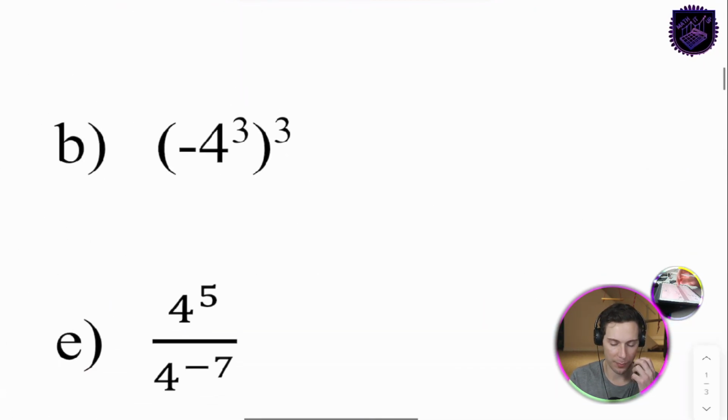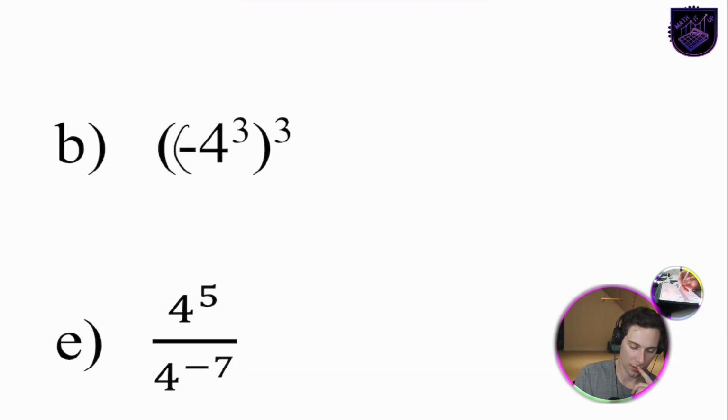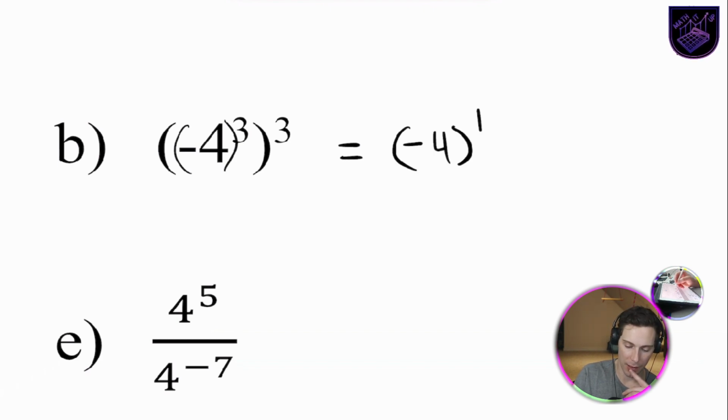All right, this is the power of a power law. This is going to be equal to, interesting. This should have double brackets here and then there. Okay, I'll fix that. Now, what you'll do is, again, multiply everything inside the parentheses by the exponent outside. So the answer will be negative 4 to the power of 9. 3 times 3.